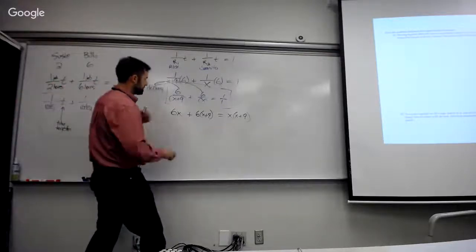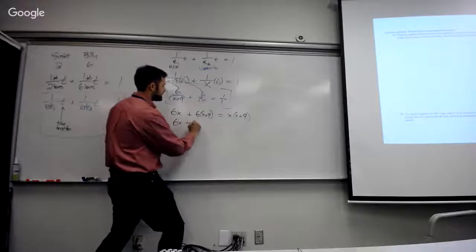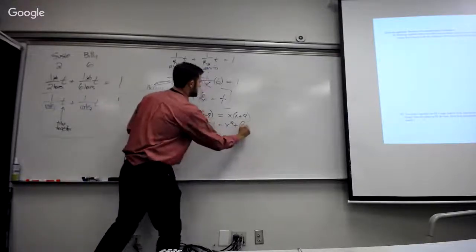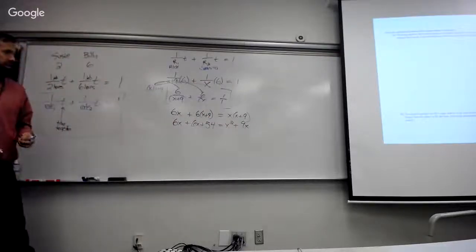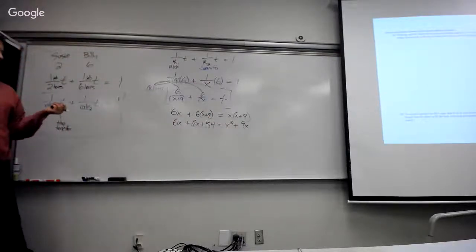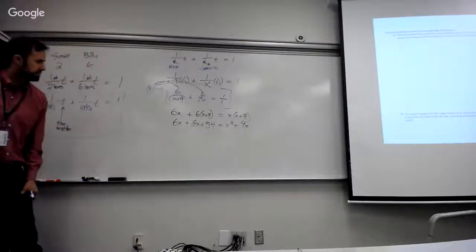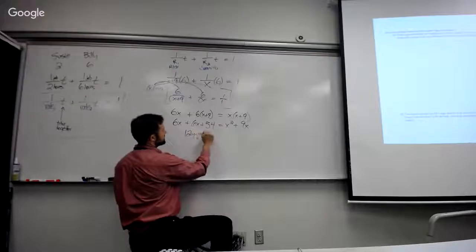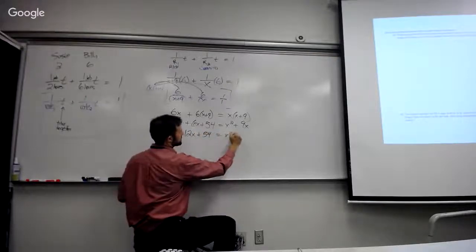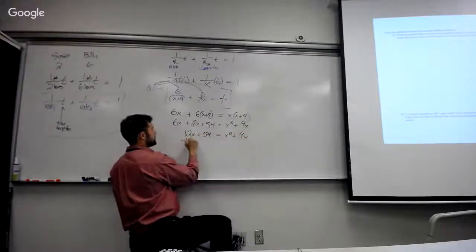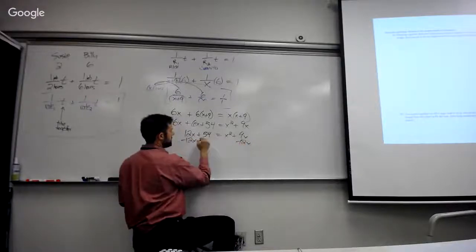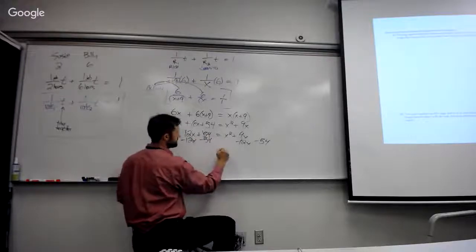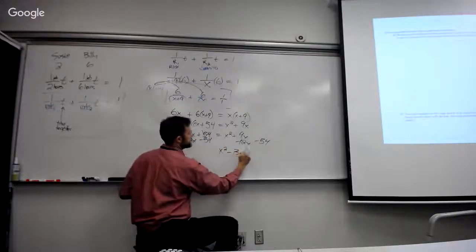So we distribute. 6x plus 6x plus 54 equals x squared plus 9x. We did not luck out to have anything to cancel this time. So we just have to combine like terms and then move everything to the right. So 12x plus 54 equals x squared plus 9x. Move the 12x. Move the 54. And that gives us x squared minus 3x minus 54.